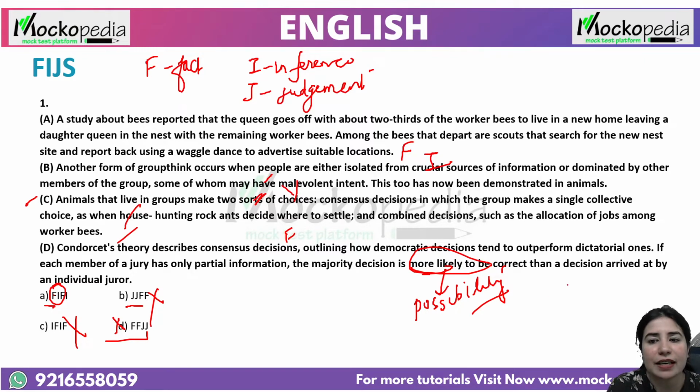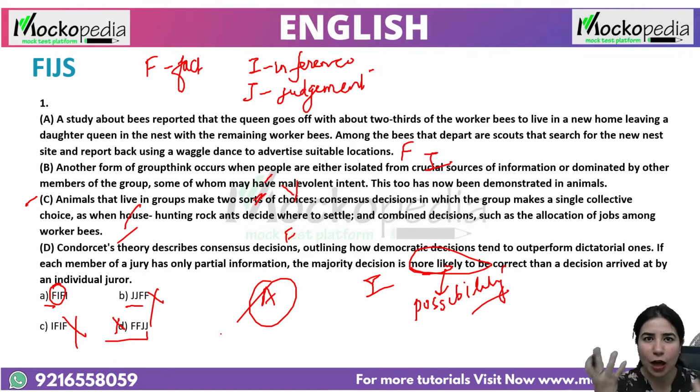To be correct, then a decision arrived at by an individual juror. So clearly it is what? An inference. So we know how the ideas are floating. So the best choice that we have would be option A. Right. So I hope you really enjoyed solving the question. You've understood how the game is played.